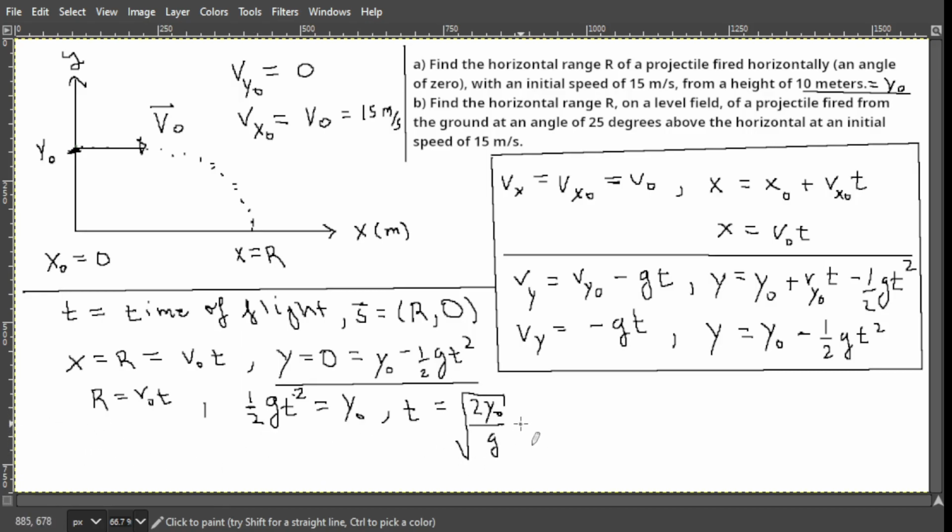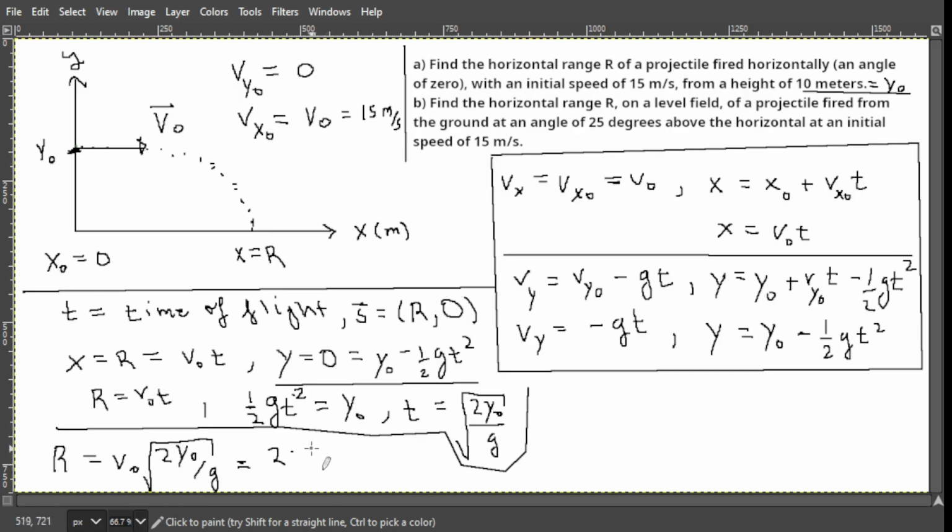So now going over here, I'm just going to substitute this t in for this t over here. That's the time of flight. The range we're looking for is the initial speed times the square root of 2y0 over g. Now, this is becoming a job for our calculator. So now I'll just put in my numbers. So the range is v0, 15 meters per second, times the square root of 2 times the initial height divided by 9.8. g is 9.8 meters per second squared. Alright, so now we'll work that out with our calculator. And I got 21.4 meters.